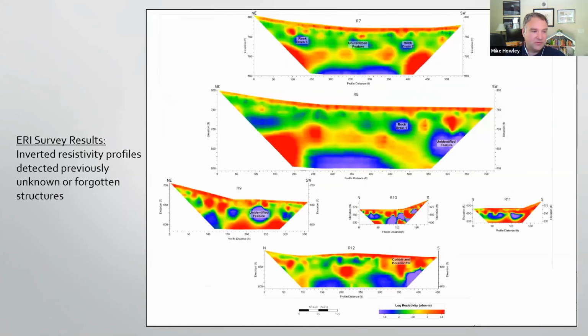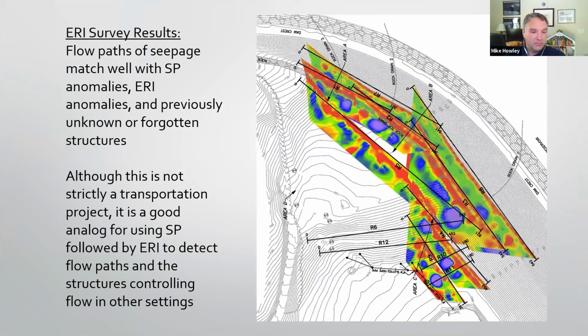And here is the other series of 6 resistivity profiles, showing similar features, some known rock drain locations, as well as some previously unidentified features. We put several of these together into a 2-dimensional fence diagram. The seepage paths mapped by the SP correlate well with known structures as well as some previously unknown structures.